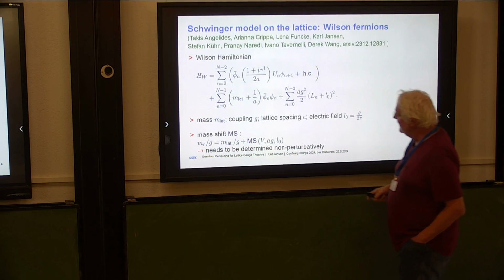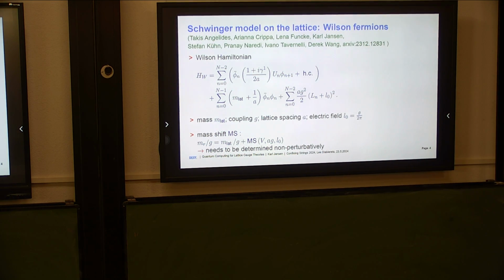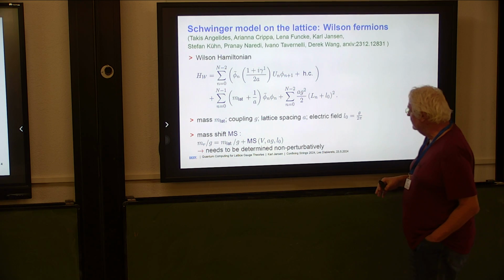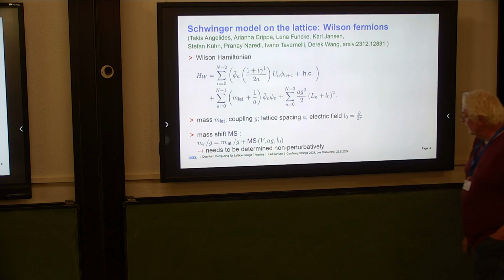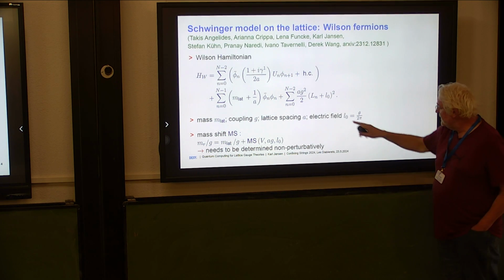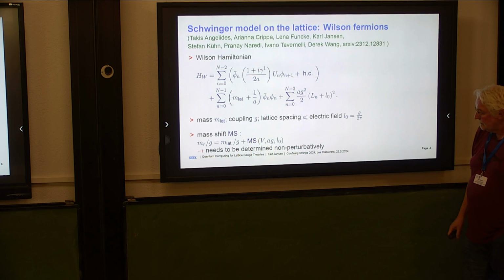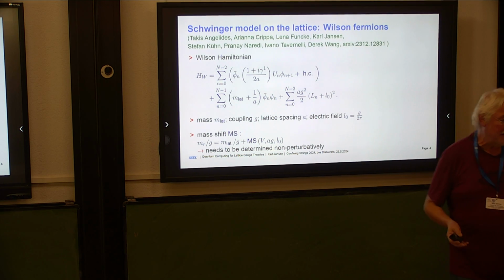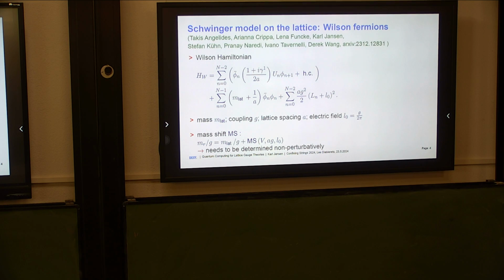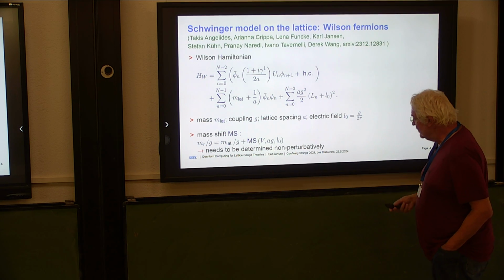This 1/a comes from a particular way of discretizing. It's a so-called mass shift. It's not so important for the talk here. And we have also this external electric field where this L0 is theta over 2 pi. And we have a mass shift. I was hoping that Igor would be here because he has calculated this mass shift. This is why I put it here.